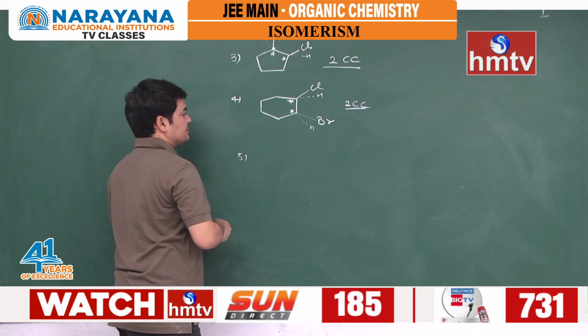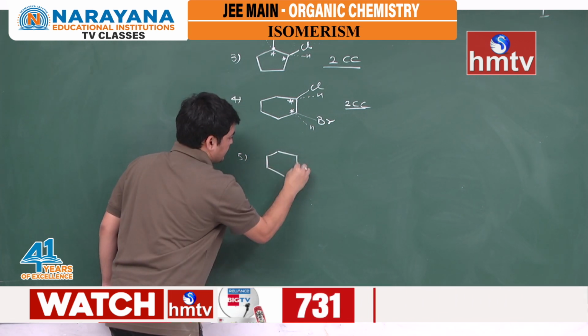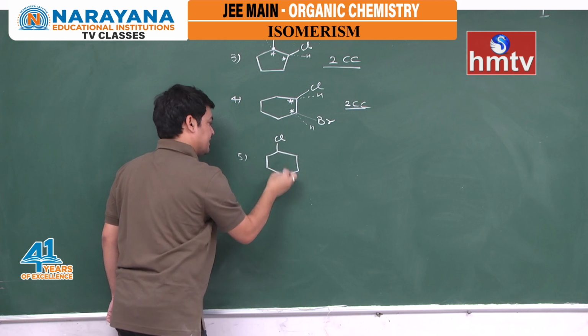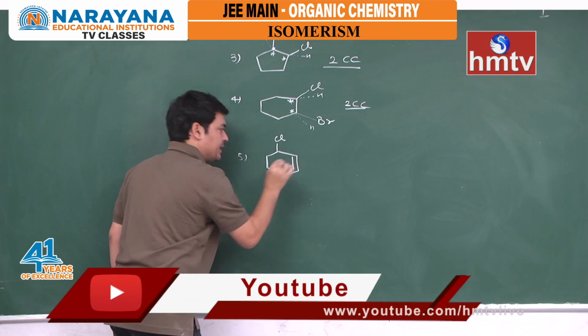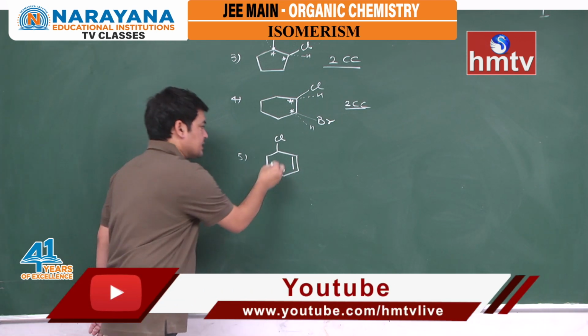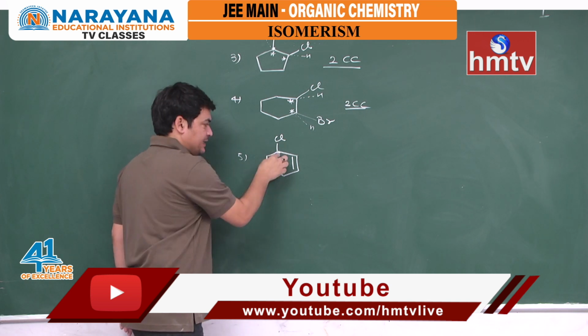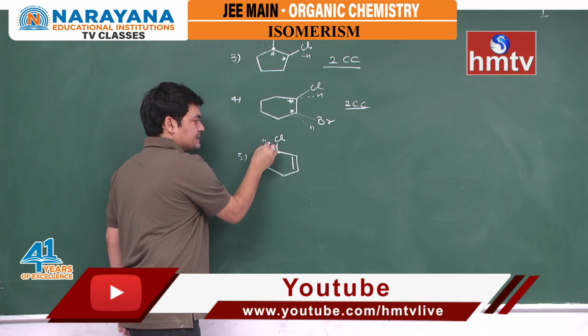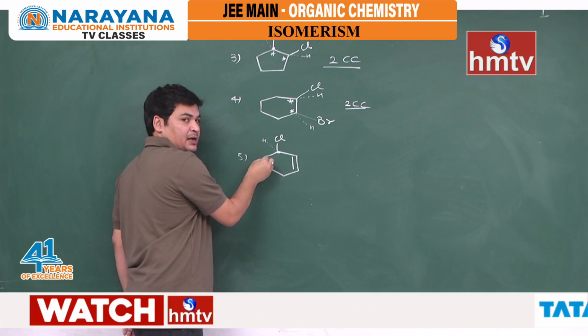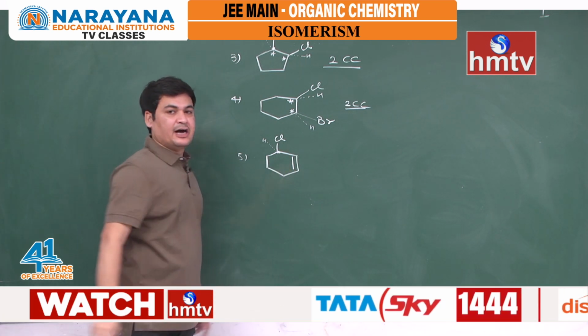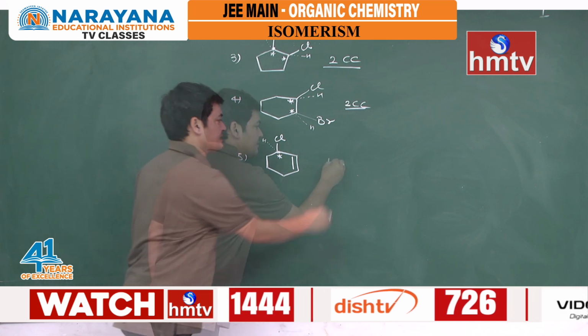5th example, suppose I have this compound with Cl here, and if I place a double bond here, now please check this. This carbon is sp3 hybridized: first valency Cl, second H, third normal carbon, fourth double bonded carbon. This has one chiral center, right?